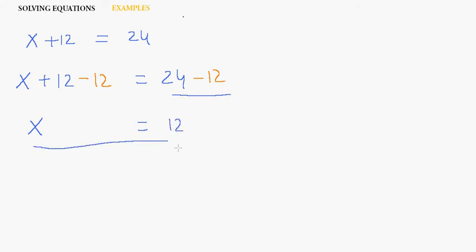Therefore, the value of x is 12, because if 12 is substituted in this equation, you will get the true value of the equation. 12 plus 12 equals 24, because 12 is being substituted for the value of the variable x.